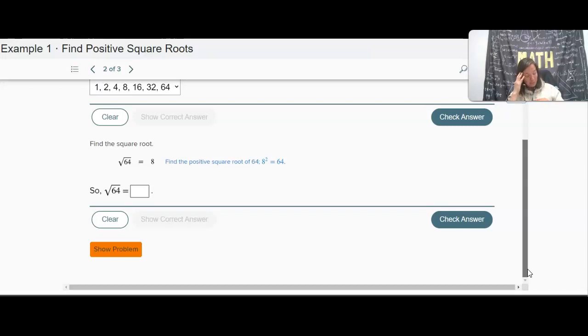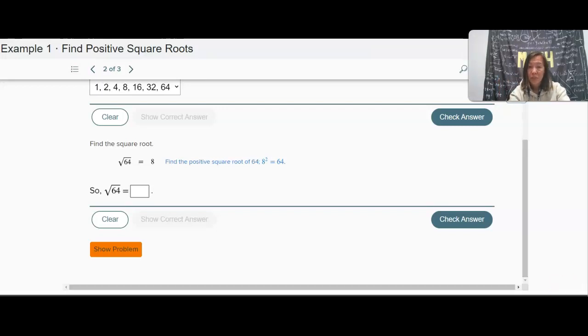Because 8 times 8 is 64, 9 times 9 is 81, 10 times 10 is 100, 12 times 12 is 144, 13 times 13 is 169, 14 times 14 is 196, I think. And then we get to the square root of 225, which is 15 times 15. So the square root of 225 is 15, if you didn't get it.